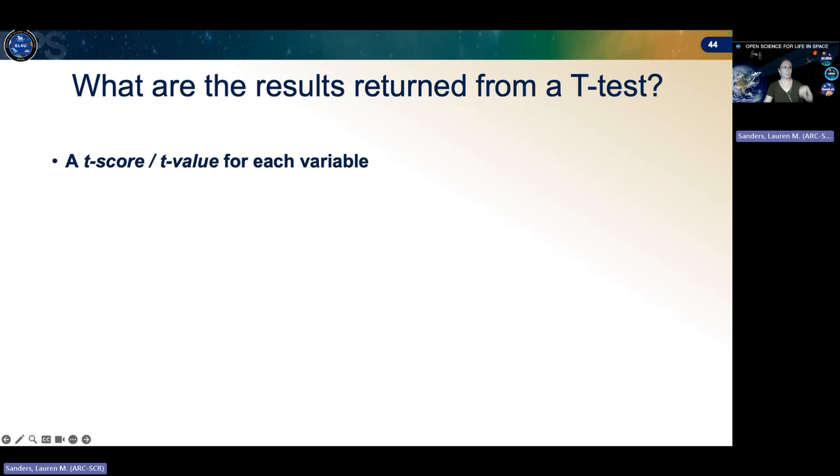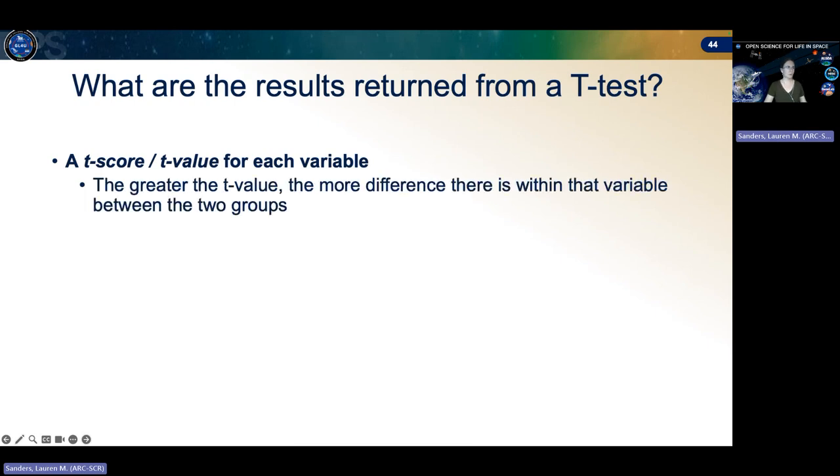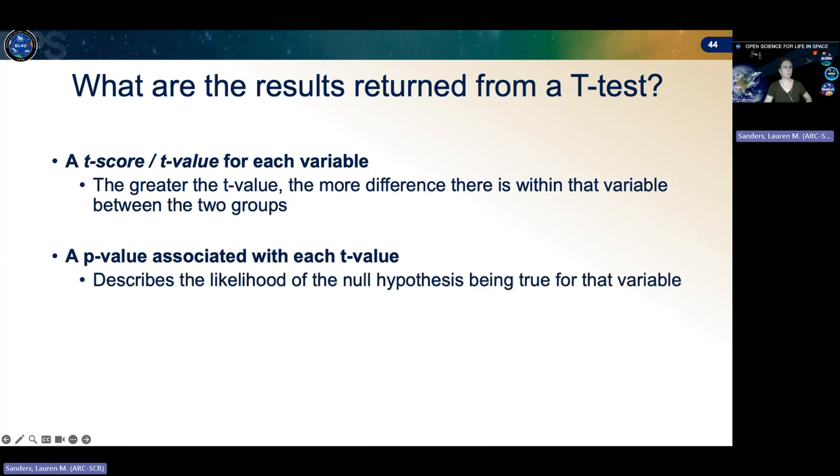So the results returned from a t-test are a t-score or t-value for each variable, where the greater the t-score, the more difference there is within that variable between the two groups. And then there's a p-value associated with each t-value. And so this p-value is describing the likelihood of the null hypothesis being true for that variable.